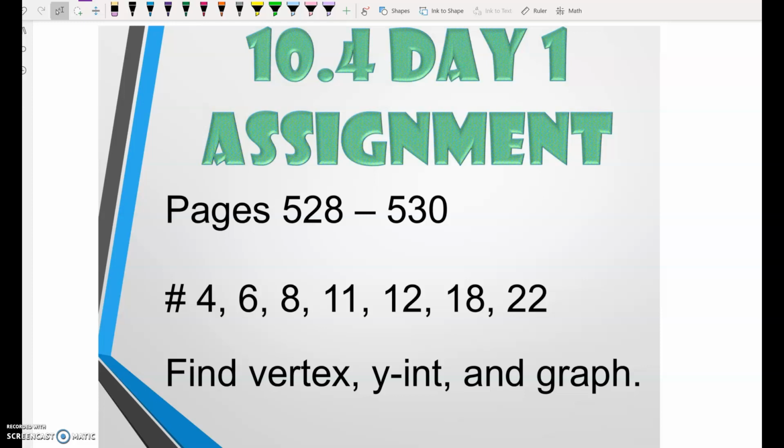On this assignment, using whatever method you want, whether completing the square or using the opposite of b over 2a, find the vertex for each equation, find the y-intercept, and then graph it.